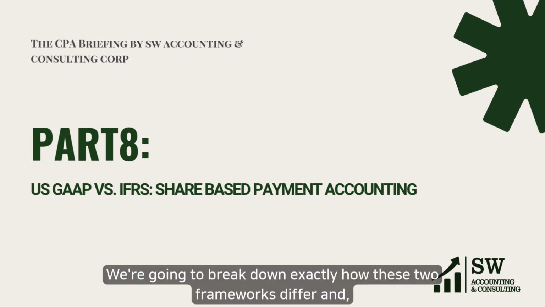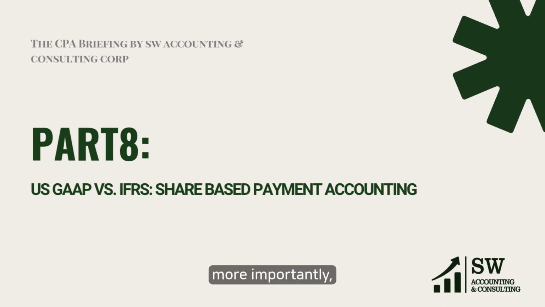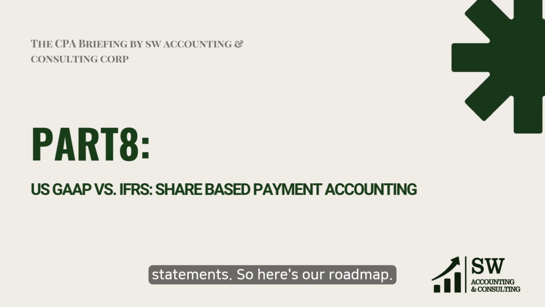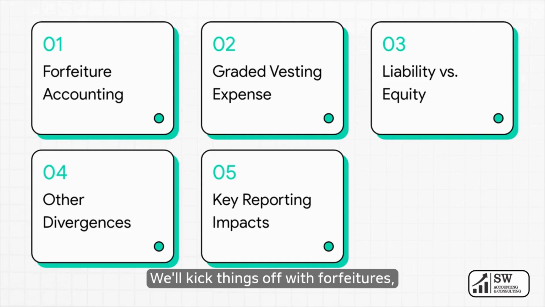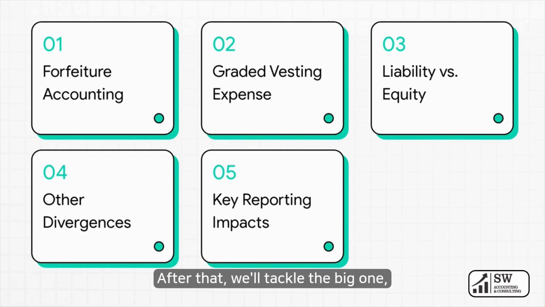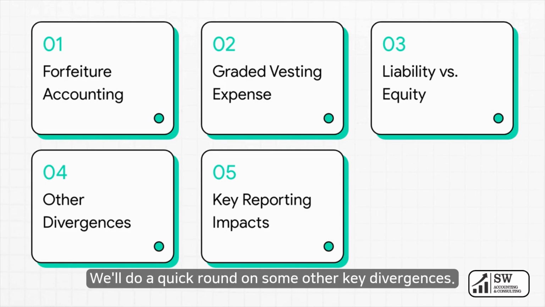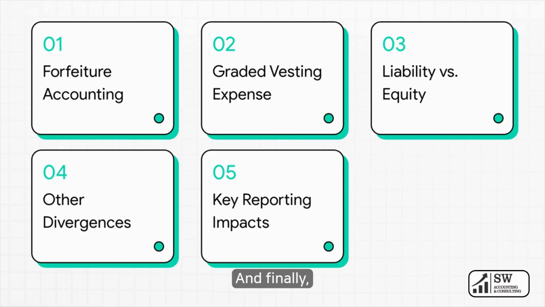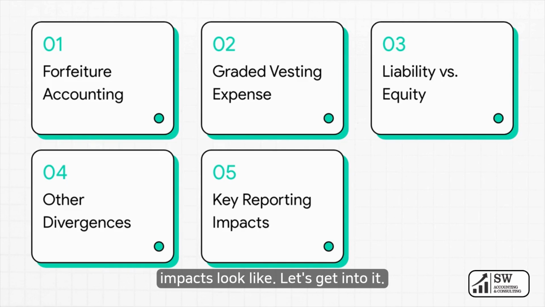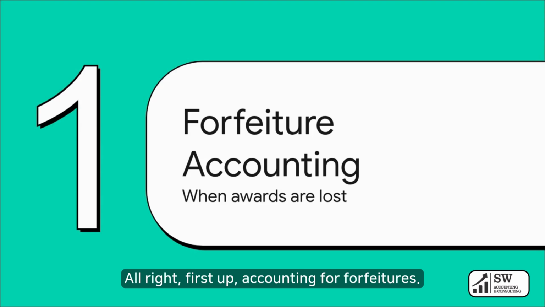We're going to break down exactly how these two frameworks differ and, more importantly, why it's absolutely critical for anyone analyzing financial statements. So here's our roadmap. We'll kick things off with forfeitures, then get into the weeds on graded vesting expense. After that, we'll tackle the big one, liability versus equity classification. We'll do a quick round on some other key divergences, and finally, we'll pull it all together to see what the real-world reporting impacts look like. Let's get into it.